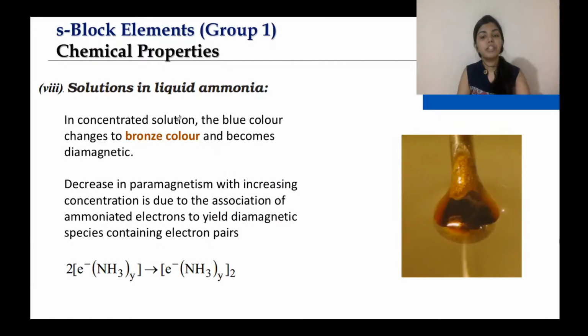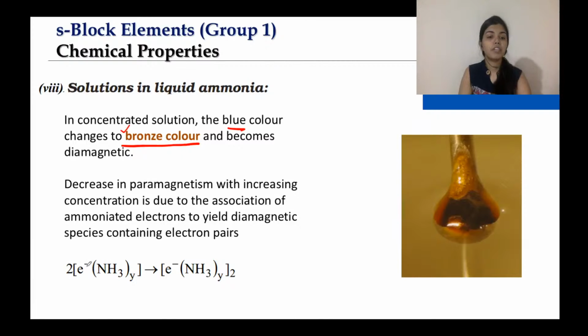Now, in concentrated solution, what happens if you increase the concentration? The blue color will change to bronze color, and the solution will become diamagnetic instead of paramagnetic. So when it was of blue color, that means the concentration was low, so it was paramagnetic. Now when the concentration has increased, it is changing to bronze color and it is also becoming diamagnetic.